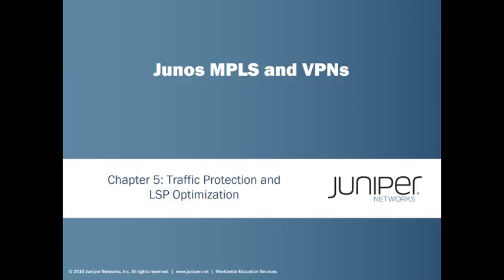Okay, so last lesson we covered constraints shortest path first, and what we discovered is that we're able to cause RSVP to calculate a path for us based on certain requirements, or what we would call constraints, that we specify. And what we found is that we can calculate a path based on the fact that the path must transit a certain router or certain routers on the way to the egress.